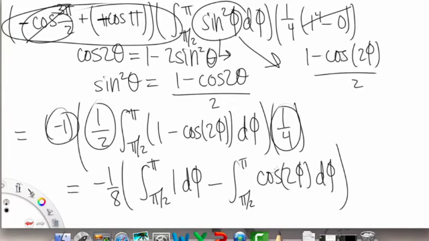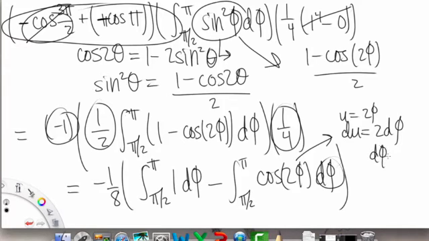Okay, so now at this point, we can apply the u substitution. So we'll make u be 2 phi. That way du is 2 d phi. And to get d phi by itself, we just divide by 2 on both sides. Okay? Alright, so I'll implement the u substitution on the next one.